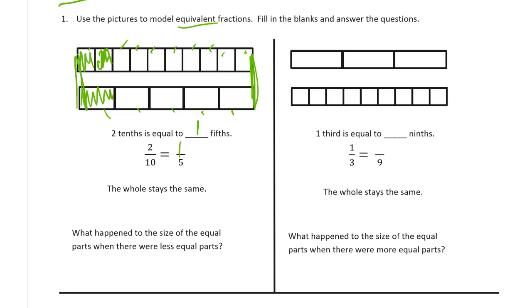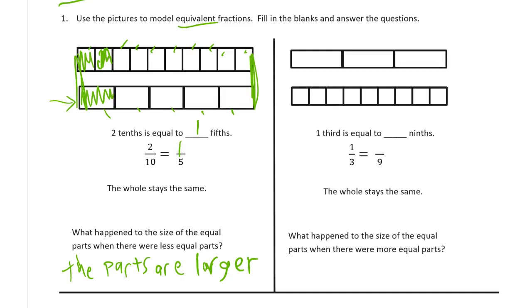What happened to the size of the equal parts when there were less equal parts? So for fifths, what happened to the fifths? When you have 10 equal parts, they're smaller. When you have 5 equal parts, they're larger. So the parts are larger. And that's why it takes fewer of them. It only takes 1/5 to equal 2/10.